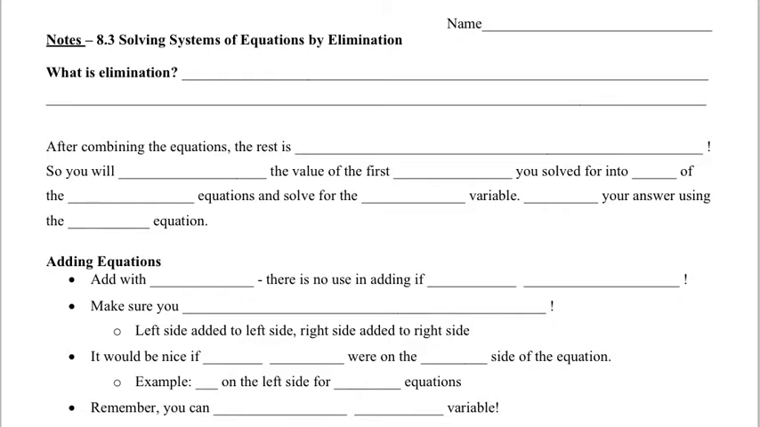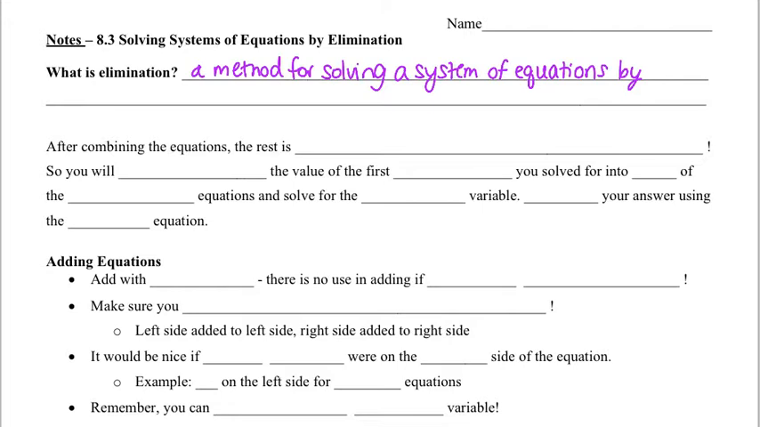So what does that mean? What is elimination? Elimination is a method for solving a system of equations algebraically, by adding the equations, or adding or subtracting, but we're going to focus on adding to make it easier, adding the equations so that a variable eliminates. We're going to talk a little bit more about what that means. So that a variable eliminates.